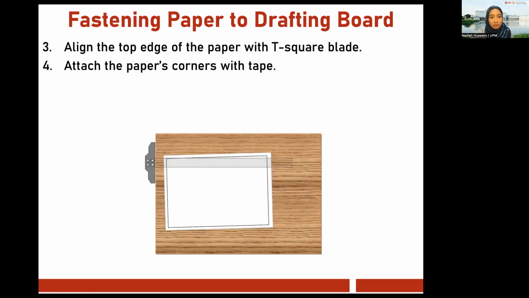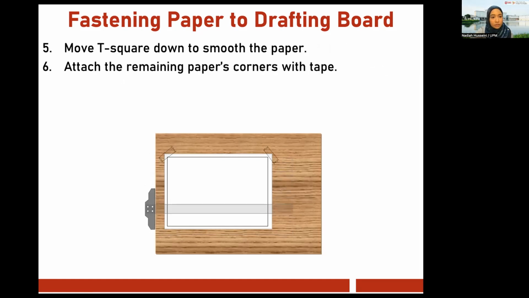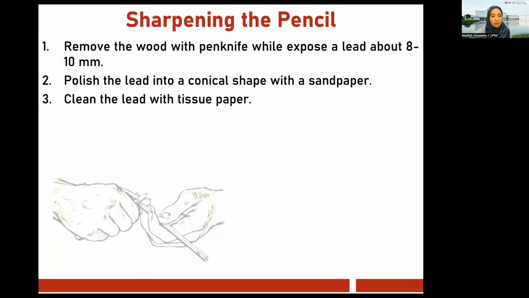And then align the top edge of the paper with the T-square blade, like so. And then put in your sellotape so that your paper does not move, because we want everything to be precise, right? But for AutoCAD, it's quite easy because we don't have to really care about that. In my opinion, manual is much harder. Okay, and then again, align the bottom part of the paper and also sellotape that to the drafting board.